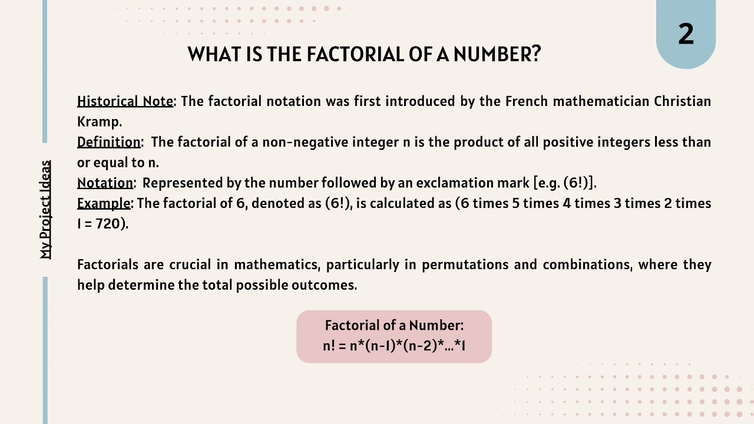Okay? Factorials are very important in mathematics where there are certain questions of permutations and combinations, and where you have to find out the total possible outcomes. So how do you write the factorial of a number? N factorial is n into n minus 1 into n minus 2 up to 1.